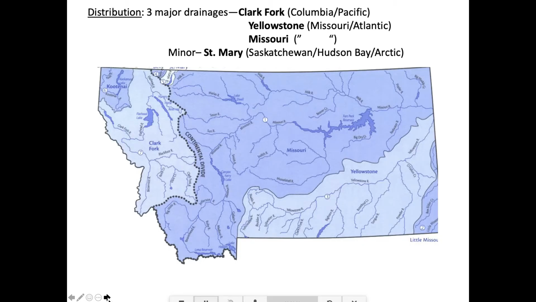There are 3 major drainages in Montana: the Clark Fork, which flows into the Columbia and eventually the Pacific Ocean; the Yellowstone, which flows into the Missouri River and then into the Atlantic; the Missouri River, which flows into the Mississippi and then the Atlantic; and one minor, which is the St. Mary drainage, and that flows towards Saskatchewan, the Hudson Bay, and the Arctic drainage.